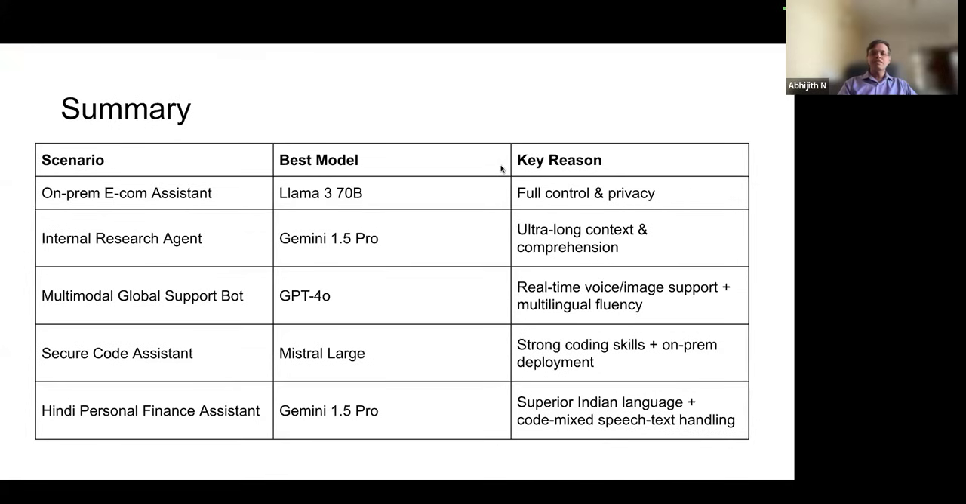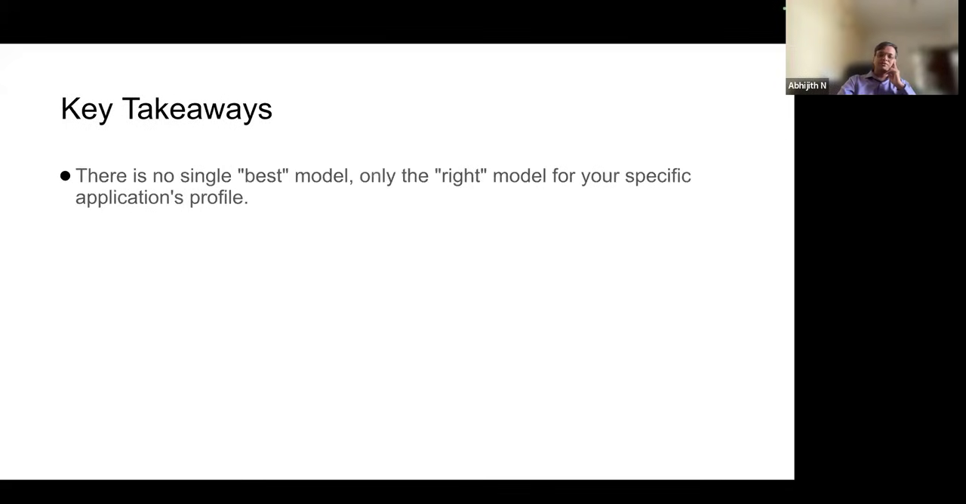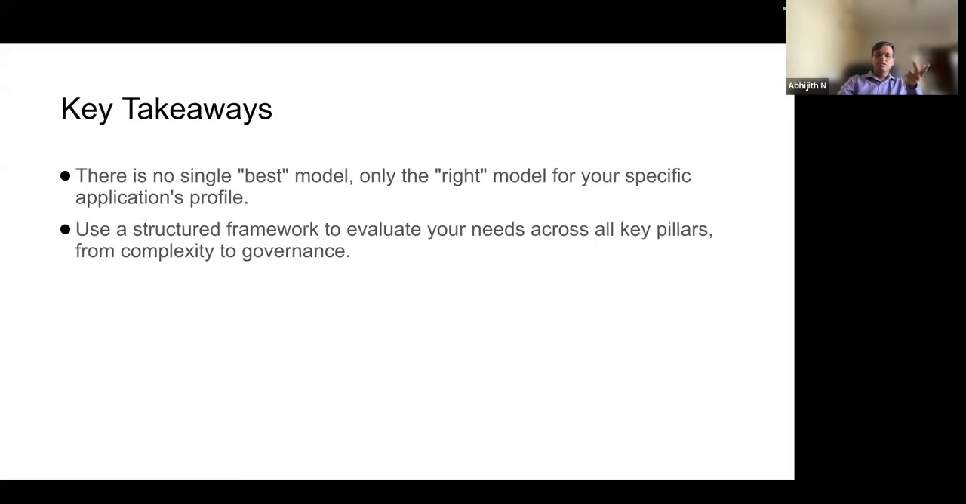Take a summary of all the cases which we saw, right? And scenarios. So for on-prem e-commerce assistants, I chose Llama. For internal research, Gemini 1.5 Pro. Multimodal, GPT-4o. Mistral Large for secure coding assistant, and for Hindi personal finance, Gemini 1.5 Pro, right? So this is a summary. And the key takeaways for you is, there's no single best model. There's only a right model for your specific application. Use a structured framework to evaluate and communicate across organizational boundaries about how to choose a model.